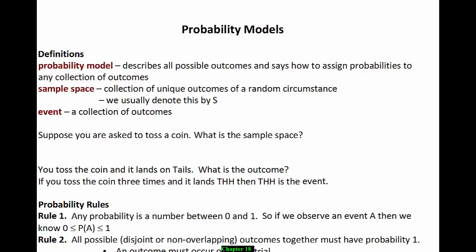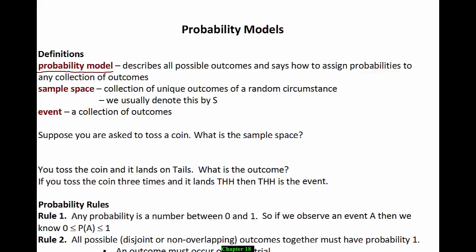We introduced the idea of probability in Chapter 17 and some topics that were related to it, and now we're going to formalize our definition of probability and how to compute probabilities. A probability model describes all possible outcomes and says how to assign the probabilities to any collection of outcomes.